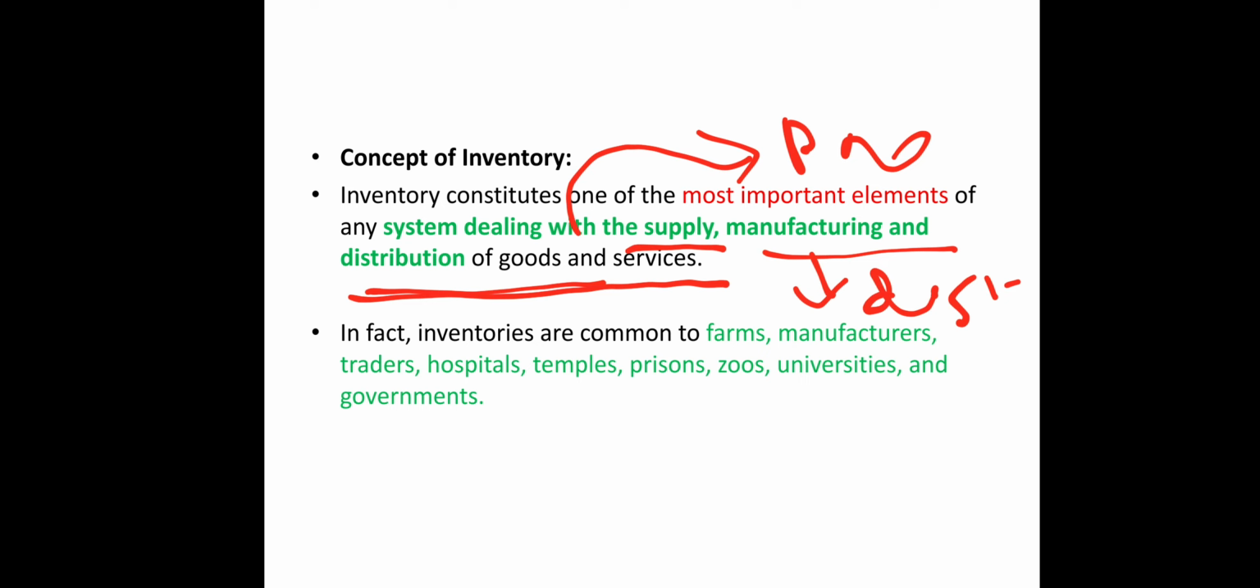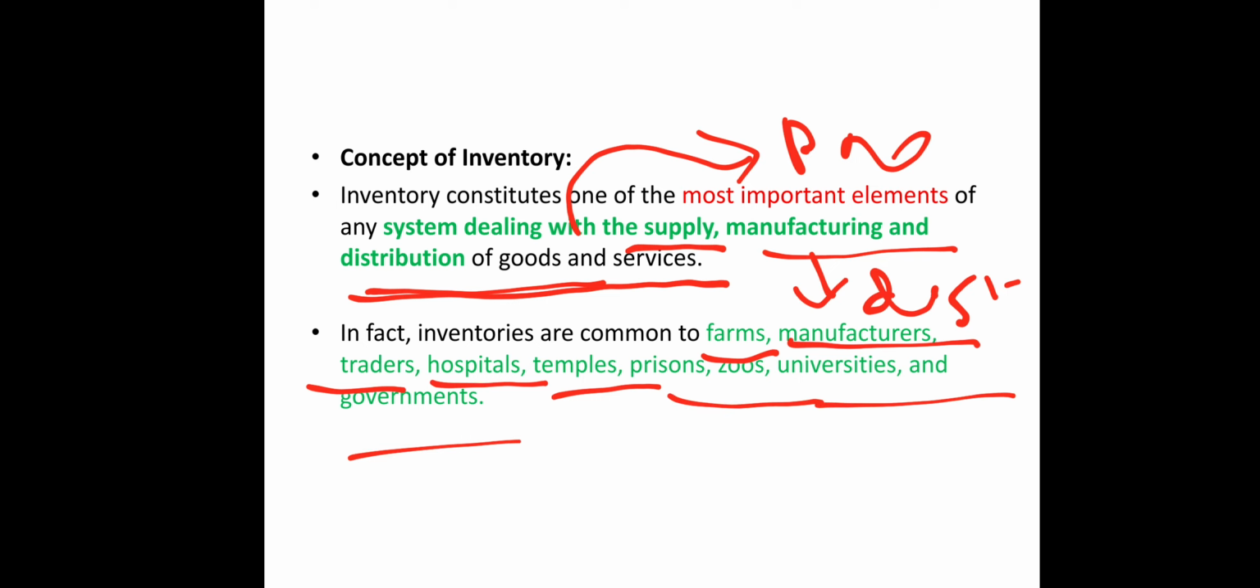So inventories are common to farms, manufacturers, traders, hospitals, temples, prisons, zoos, universities, and government. So we can say these are the fields in which inventories are used, and inventory management is implemented. These are the fields in which inventory plays an important role.